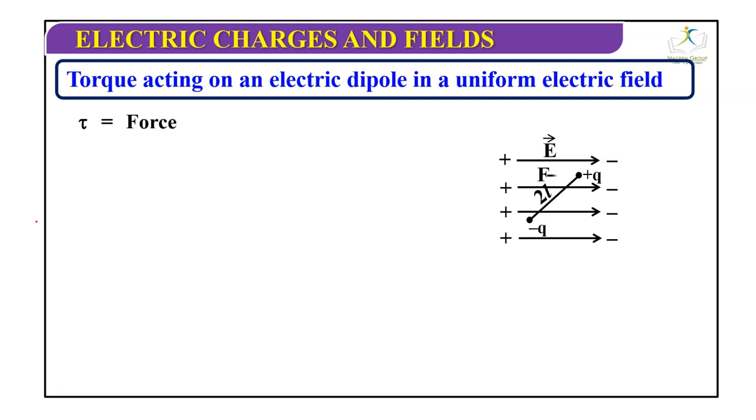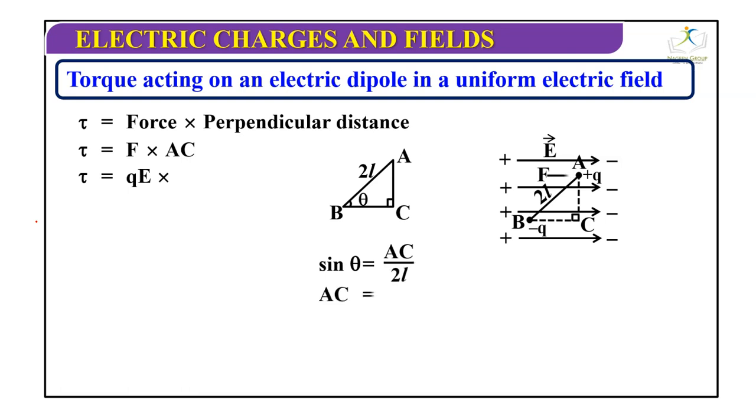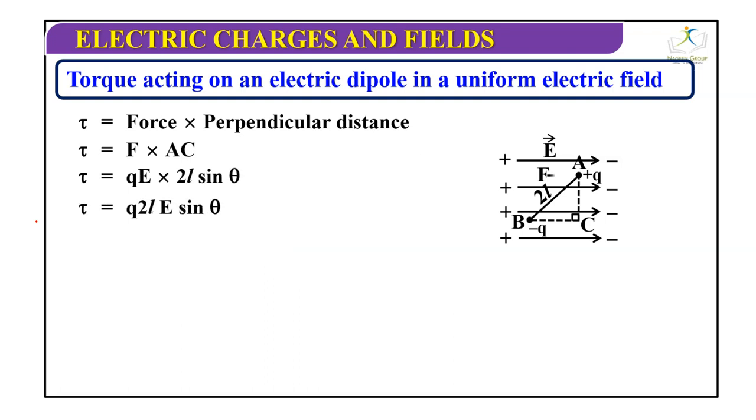So torque will be force into perpendicular distance. Force will be F, and the perpendicular distance is a component of 2L. So this will be 2L sine theta. Okay, so we can calculate this AC. F is equal to QE, and AC we can calculate from here: sine theta is equal to AC divided by 2L. So AC is equal to 2L sine theta. We just put this value over there and get the value of tau, which is 2L QE sine theta. So we can get P is equal to Q into 2L, that means tau equals PE sine theta.